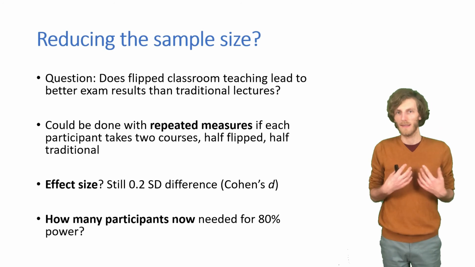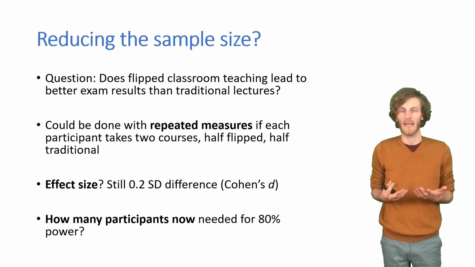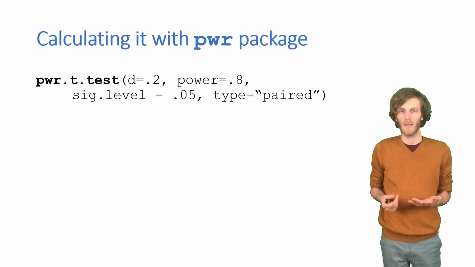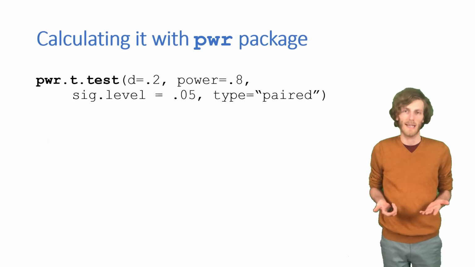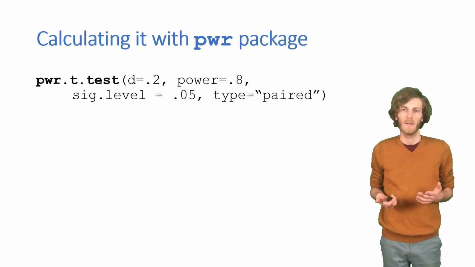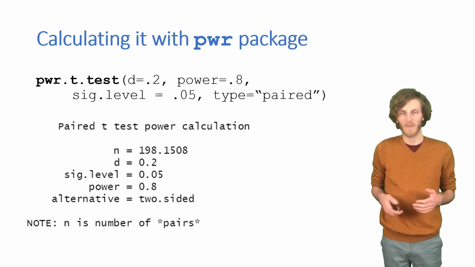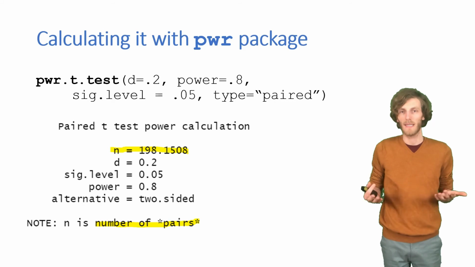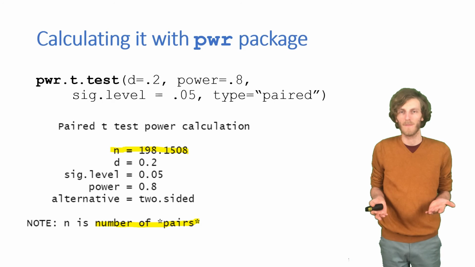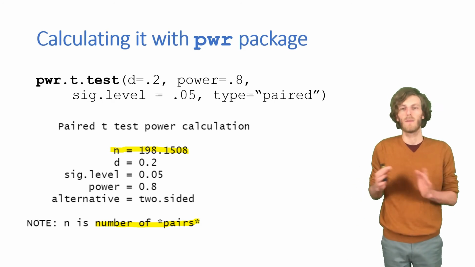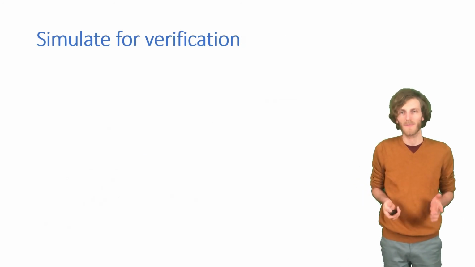How many participants do we need now? We know that a repeated measures design gives us higher power, but how much is the difference? We can again use the power package, just need to add that we're now looking for a paired t-test as the design. We get the results, and this time we just need 198 pairs. Since each participant provides 2 data points, each participant is a pair. So rather than 800, we now need 200 participants.